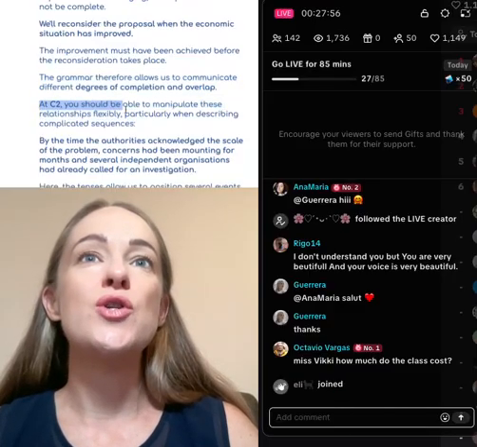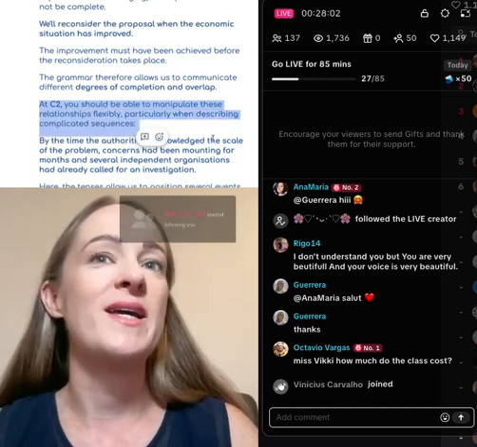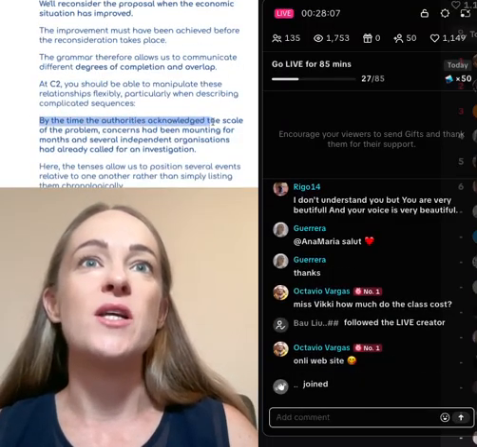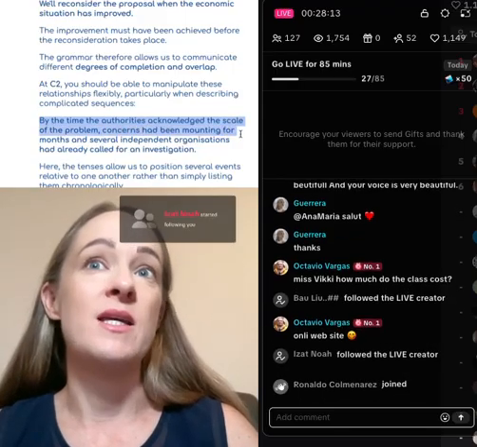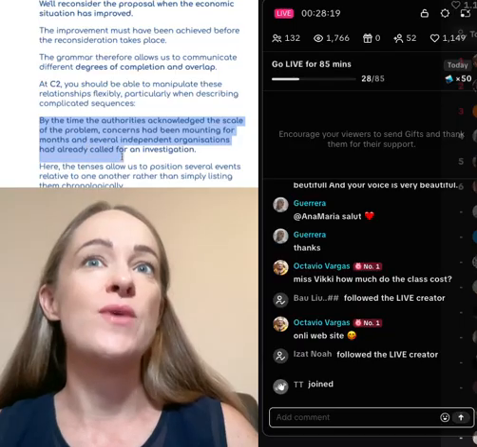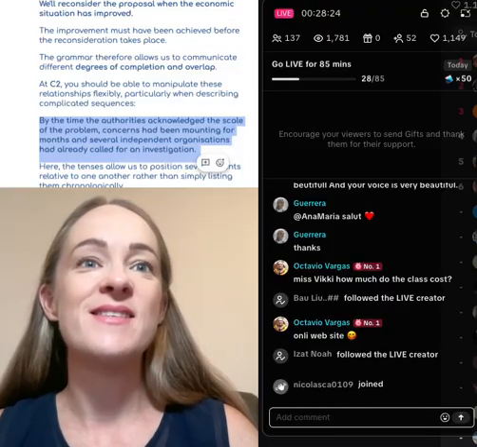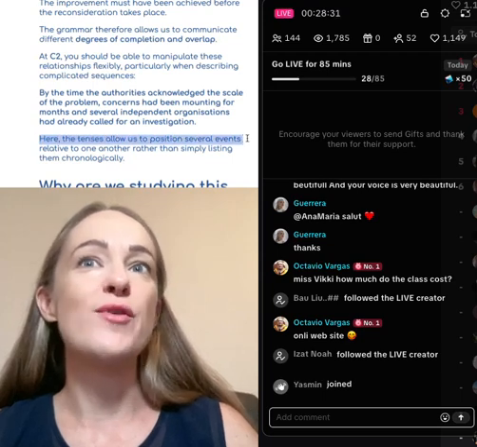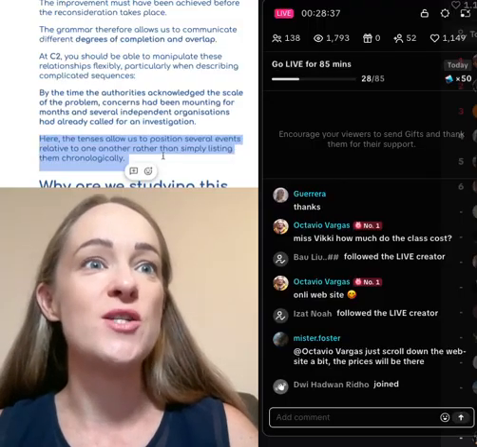At C2, you should be able to manipulate these relationships flexibly, particularly when describing complicated sequences. Okay, by the time the authorities acknowledged the scale of the problem, concerns had been mounting for months, and several independent organizations had already called for an investigation. So here the tenses allow us to position several events relative to one another rather than simply listing them chronologically.